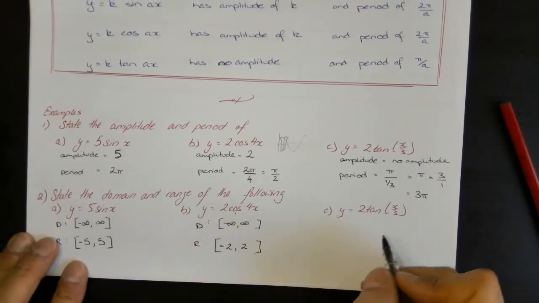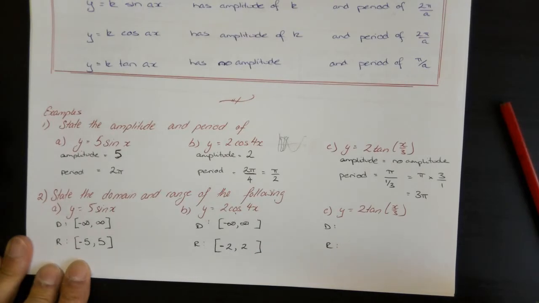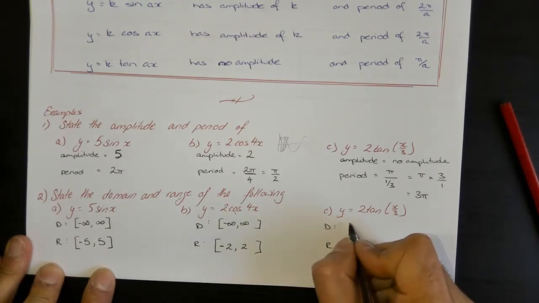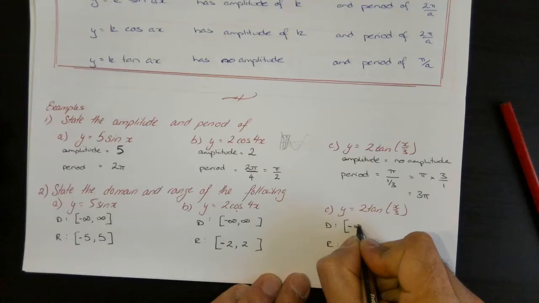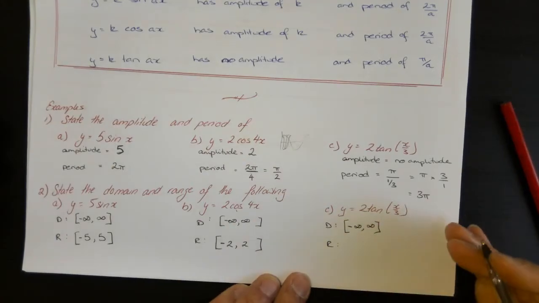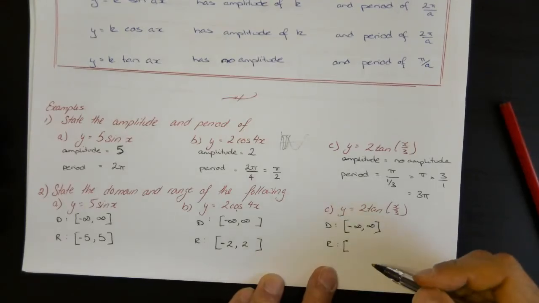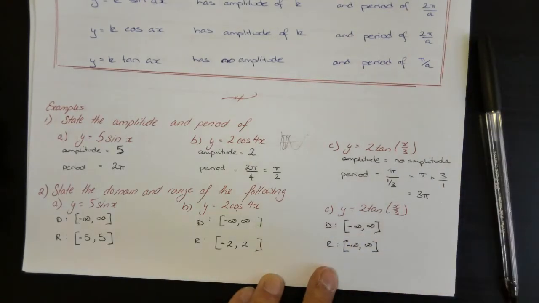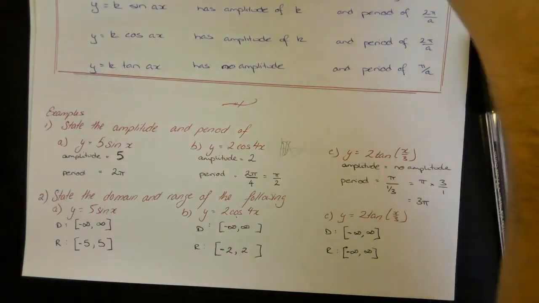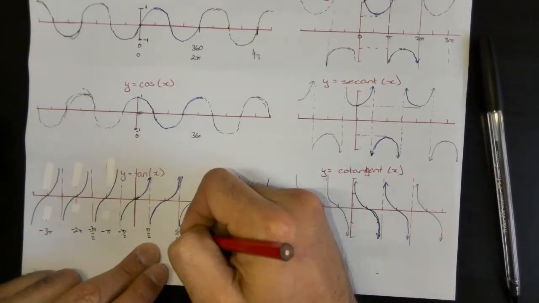All right, so we've got the next one, y equals 2 tan of x over 3. The domain of tan normally is -infinity to infinity. However, there are asymptotes, and we'll talk about those soon. The range goes from -infinity to infinity. So if you think about the normal tan curve, it has asymptotes at pi on 2 and 3 pi on 2.